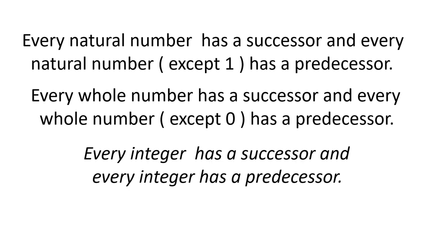But what about integers? About integers, every integer has a successor and every integer has a predecessor. In other words, there is no limitation regarding predecessors for integers. Like in natural numbers, 1 does not have any predecessor. In whole numbers, 0 does not have any predecessor, but there is no such limitation or condition in the case of integers. Every integer has a successor and every integer has a predecessor.